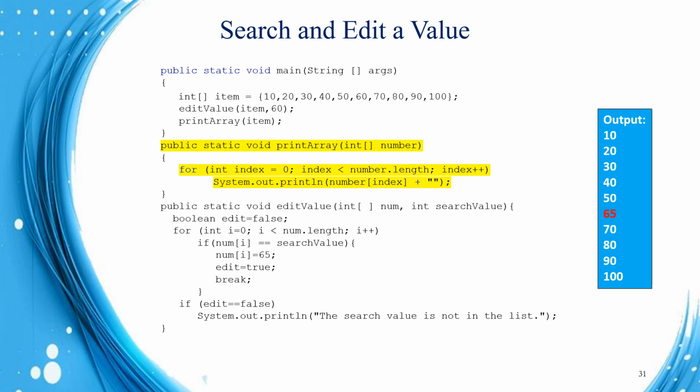Looking at the other method, printArray method uses a for loop to go through all the elements in the array and displays it. In the main method, it calls the editValue and the printArray method. editValue replaces the value 60 to 65 and the array is displayed as main method calls the printArray method.